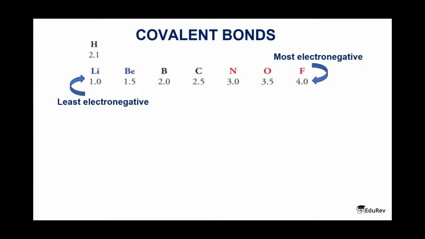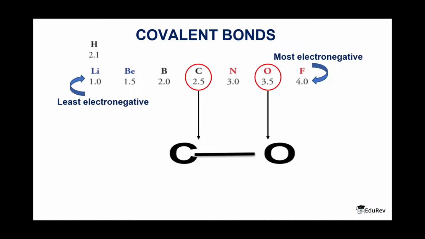So what is electronegativity? Electronegativity is the tendency of an atom to attract the shared pair of electrons toward itself. We know that in covalent bonds we have sharing of electrons, right? I'll explain with an example. If I draw a covalent bond between carbon and oxygen, then the shared pair should lie exactly in between carbon and oxygen. That should be the case in the ideal scenario, right?